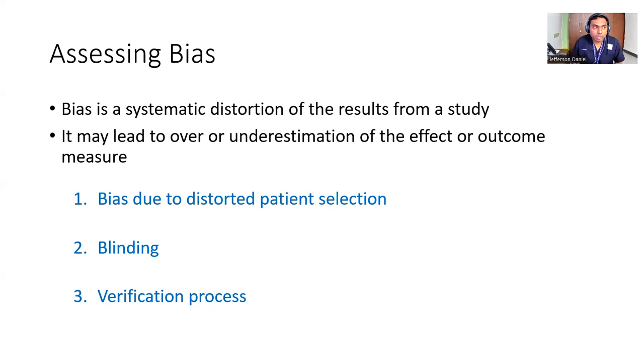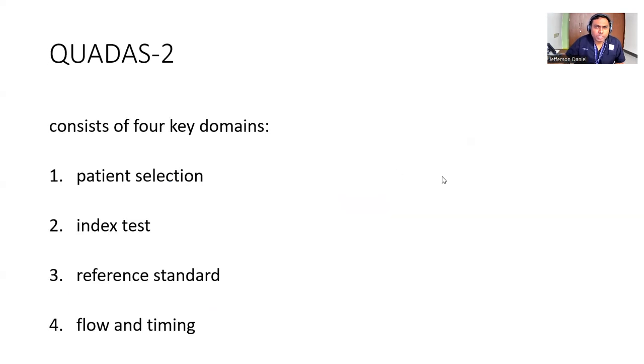Blinding is very important. If there is no blinding, the person who's conducting the test will know this patient is likely to give a positive result. And you should have a proper verification process whether this method is followed or not. Intervention studies have the risk of bias 2 tool, and there are multiple other tools also to assess risk of bias for intervention studies.